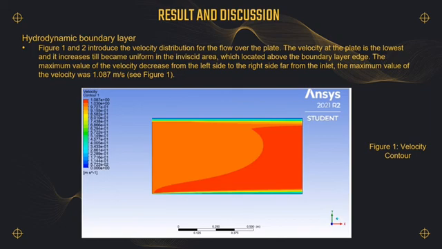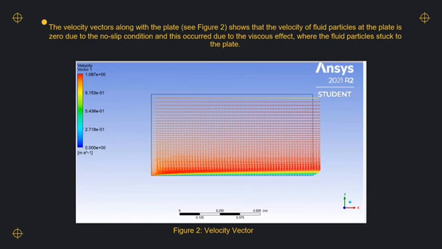The maximum value of the velocity decreases from the left side to the right side, far from the inlet. The maximum value of the velocity was 1.087 meter per second. The velocity vector along the plate, as we can see in figure 2, shows that the velocity of fluid particles at the plate is 0 due to the no-slip condition, and this occurs due to the viscosity effect where the fluid particles stick to the plate.